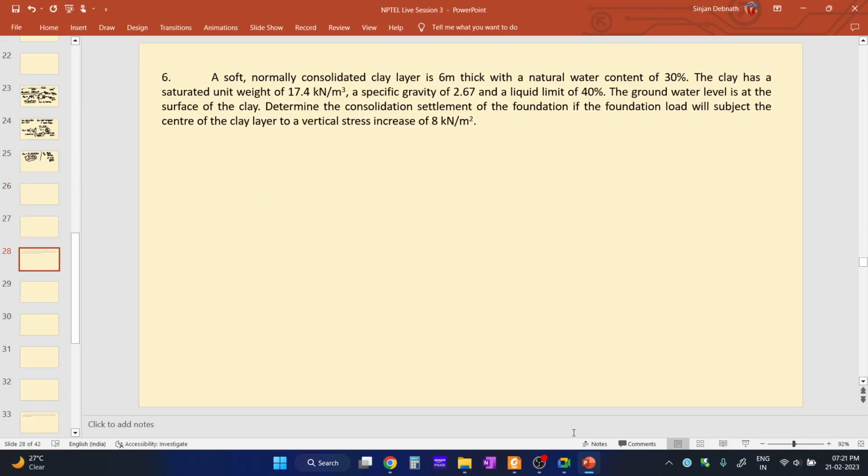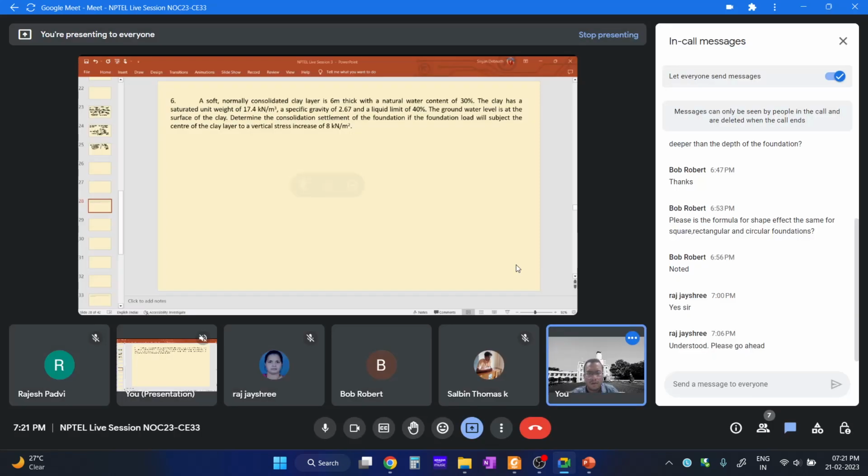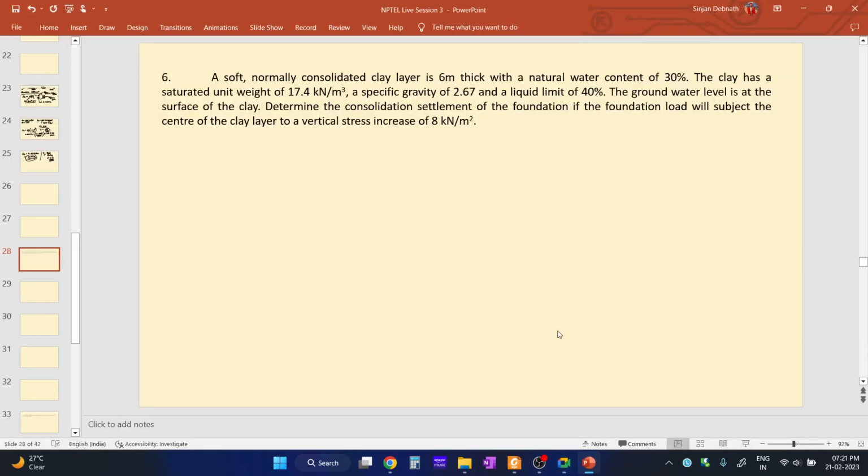Let me see if there is any question in the chat box. Okay. So question number 6. A soft, normally consolidated clay layer is 6 meter thick with natural water content of 30%. The clay has a saturated unit weight of 17.5 kN per meter cube, a specific gravity of 2.67, and a liquid limit of 40%. The groundwater level is at the surface of the clay. Determine the consolidation settlement of the foundation.